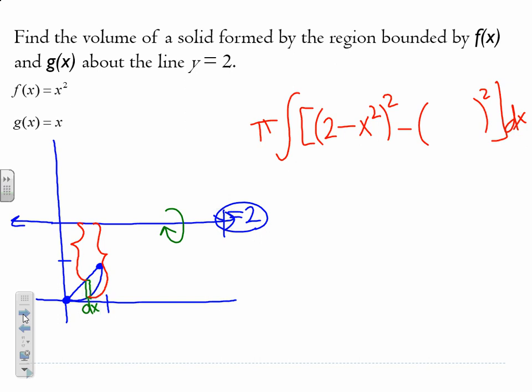Whereas our inner radius is going to go from the top of the rectangle all the way to the axis of rotation. But since the axis of rotation is on top, we're still going to do top minus bottom, 2 minus x. So I want you to focus on the axis of rotation to the top of the rectangle, axis of rotation to the bottom of the rectangle, and whichever one of those is bigger needs to come first for your big radius.